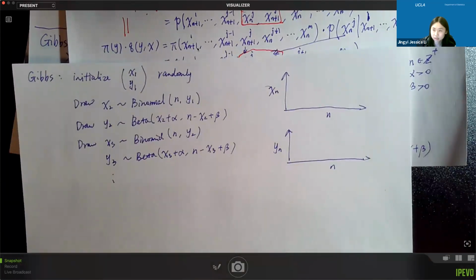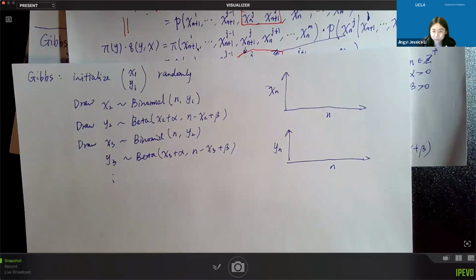Okay, so this is just a simple illustration of why the Gibbs sampler can be so useful, especially in Bayesian statistics. When we use a likelihood, we will assume a likelihood based on a common distribution. And we also assume a conjugate prior, which is another common distribution.